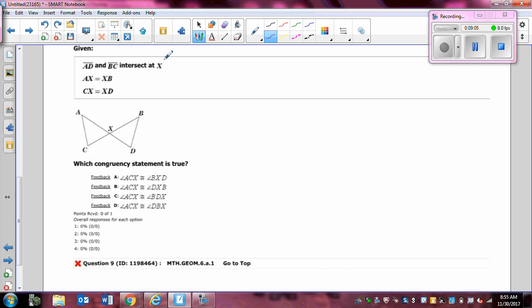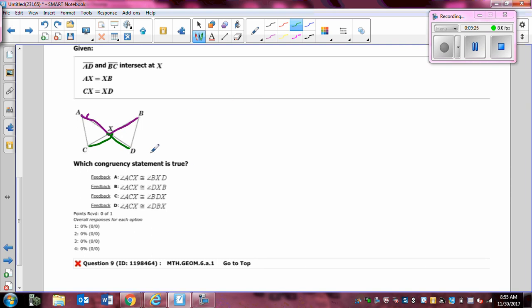AD and BC intersect at X. Okay? AD and BC intersect. They don't say bisect, so that just means that they meet at X. A to X is congruent to B to X, so these two are congruent. And C to X is congruent to D to X.